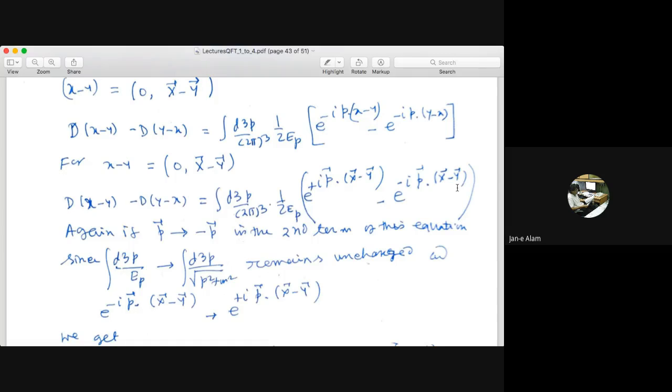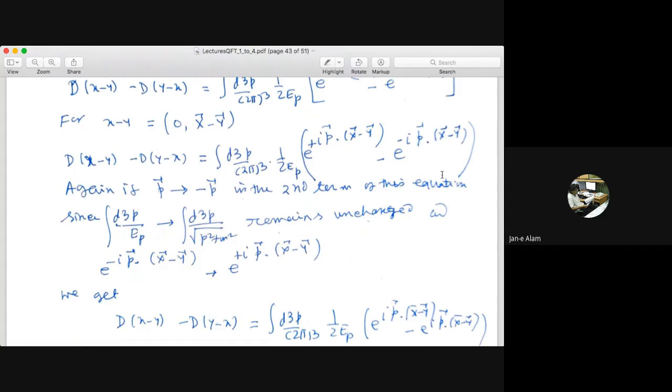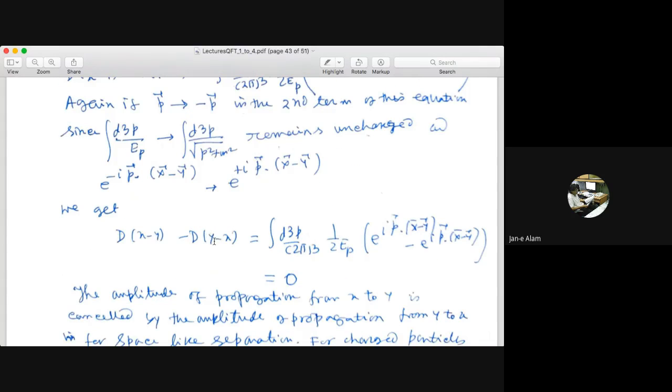Now again, you know that I'll change p to minus p for the second term, and we have done this exercise repeatedly and seen that this doesn't change the measure. So what will happen? This will change the sign, right? And if that changes the sign, then you'll get D(x minus y) minus D(y minus x) equal to e to the i p dot x.